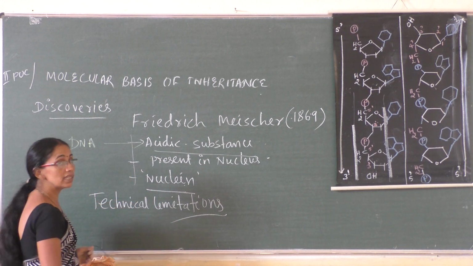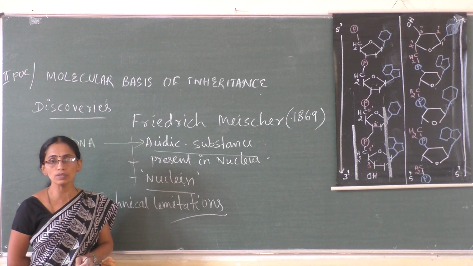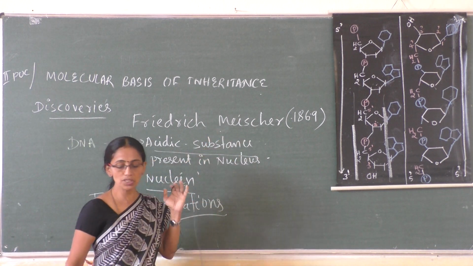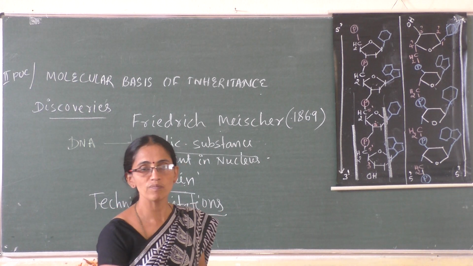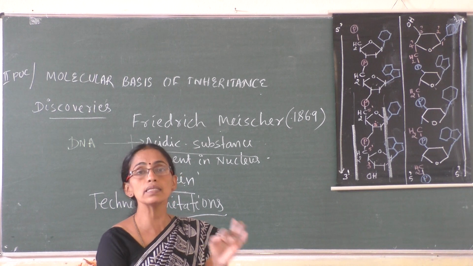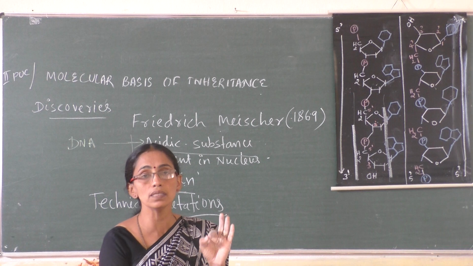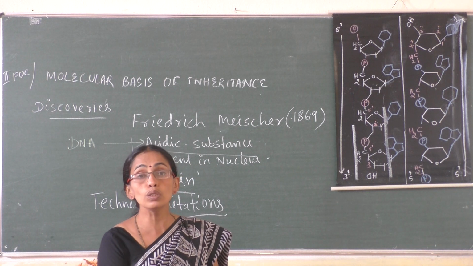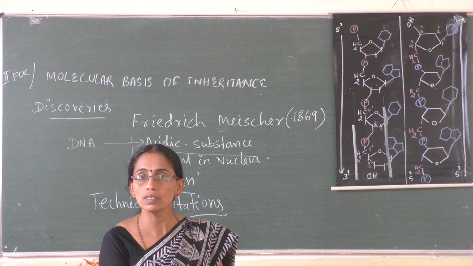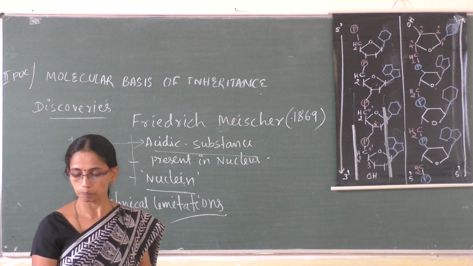Because of some technical limitations, the structure of DNA was not found out at the time of Miescher. So the first scientist who worked on the discoveries of DNA is Friedrich Miescher. He told that DNA is the acidic substance present in the nucleus, and he called it as nuclein. Because of some technical limitations, he failed to explain the structure of DNA.